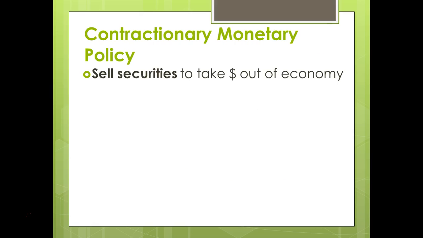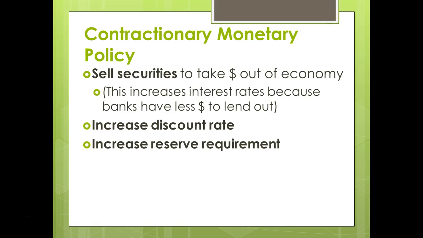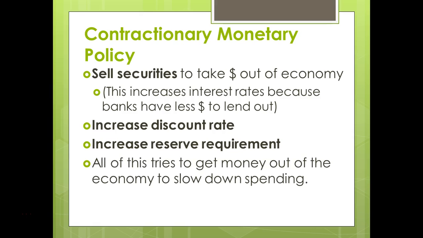Contractionary monetary policy is when the Fed sells securities to take money out of the economy. This increases interest rates because banks have less money to lend out, so they can charge higher interest rates. The Fed can also increase the discount rate, which makes it so that banks don't borrow as much money from the Federal Reserve and then don't lend out as much money. Or they can increase reserve requirements for banks so that the banks have to keep more money in the bank. They're not allowed to lend it out. All of this tries to get money out of the economy to slow down spending in the economy.